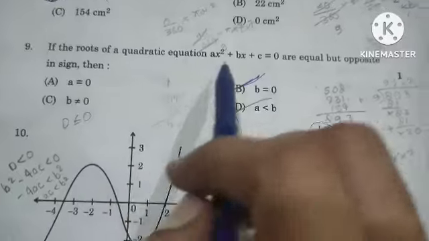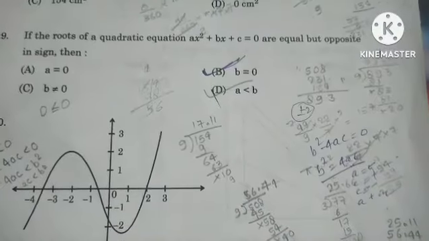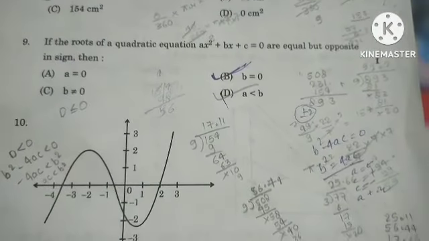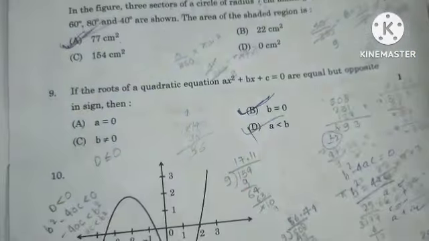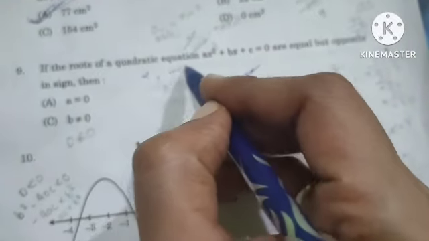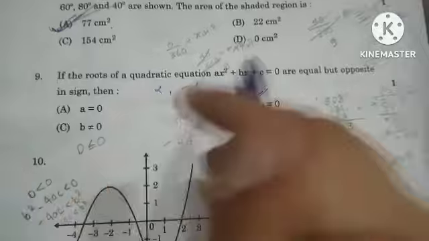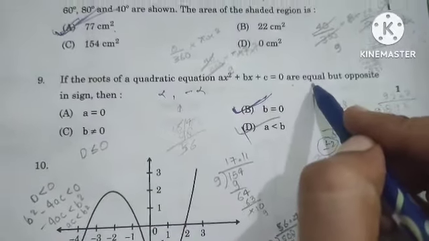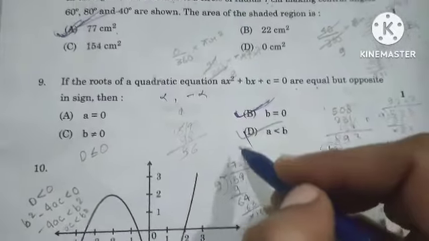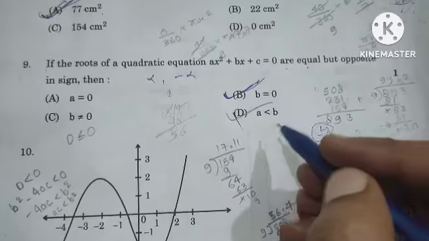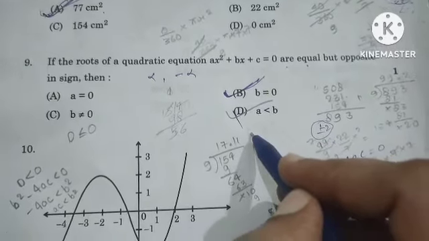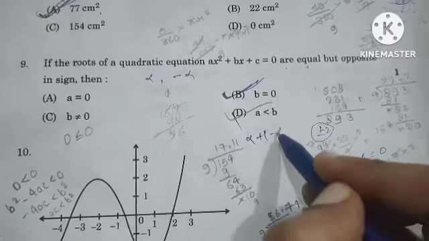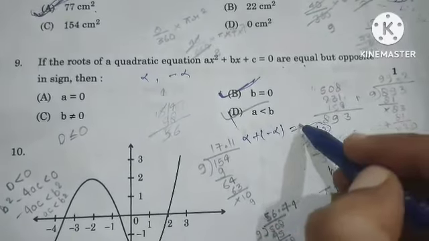If the roots of the quadratic equation ax square plus bx plus c equals 0 are equal but opposite in sign, so let the zeros be alpha and minus alpha. And they are equal. So firstly you have to find the sum of zeros. So what will the sum of zeros be equal to? Sum of zeros is equal to alpha plus minus alpha, which is equal to minus b by a.